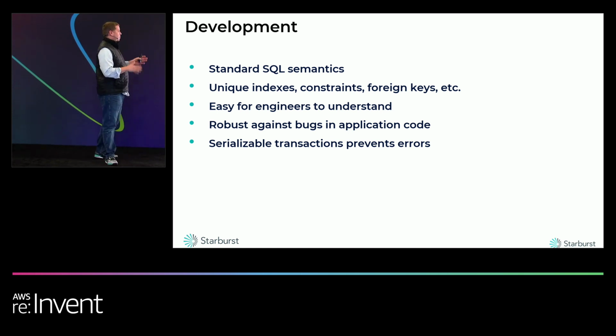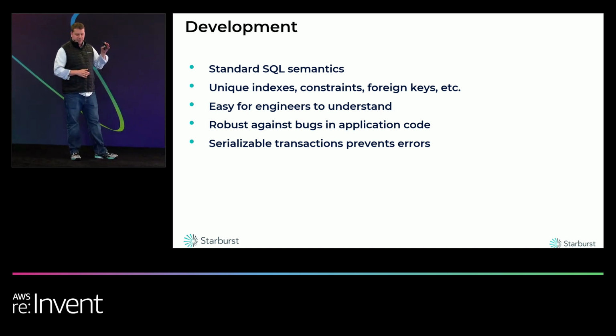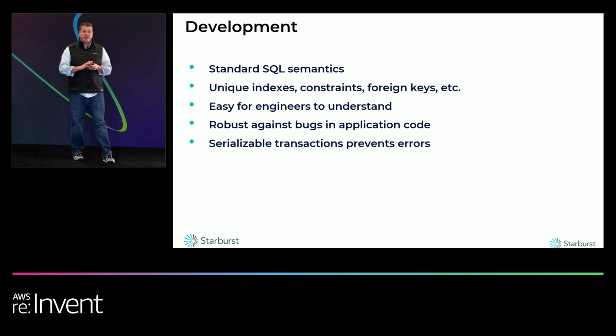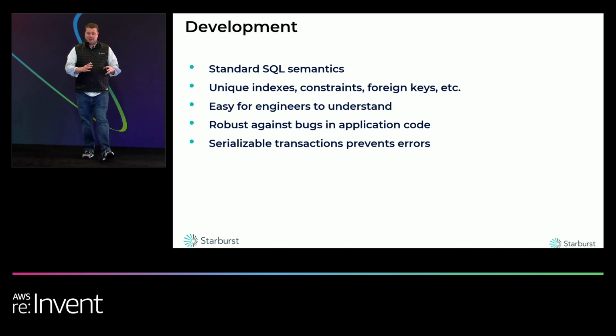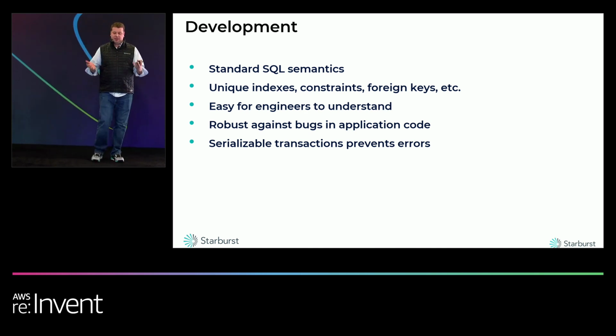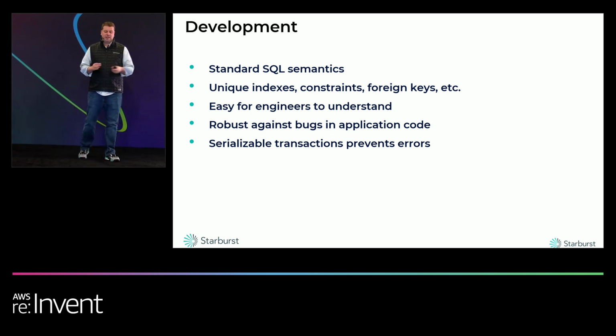Another really cool thing is it supports things like unique indexes, constraints, foreign keys, etc. And this allows us to push a lot of the logic into the database itself. So that can effectively eliminate any kind of bugs that might be associated if you're trying to do it at the application layer. We can enforce it in the database itself. So it makes it really robust against that.